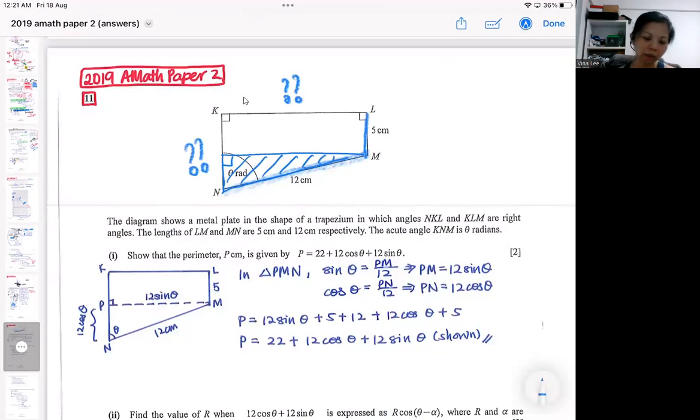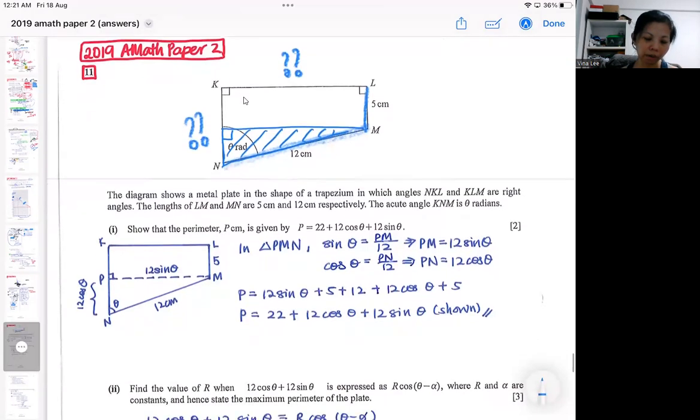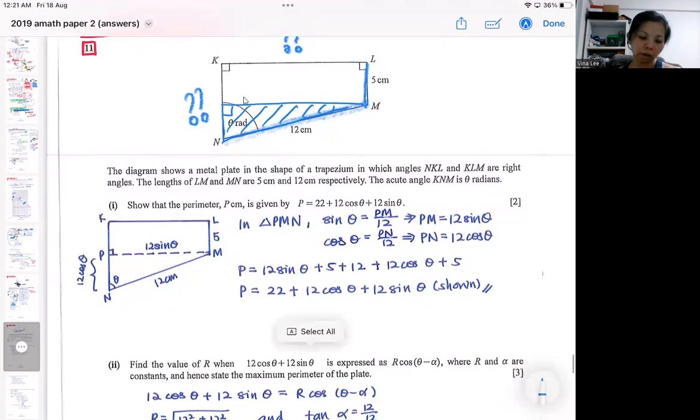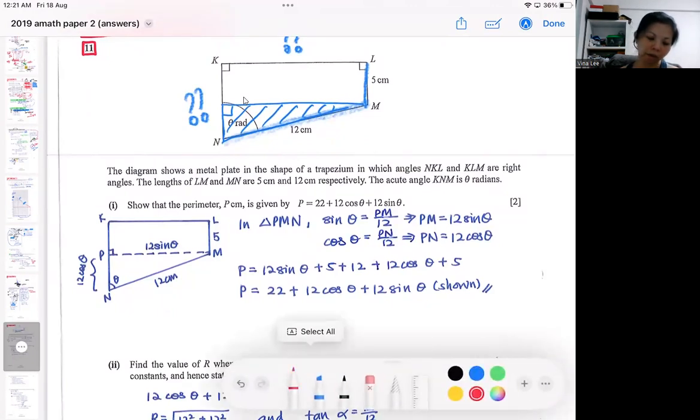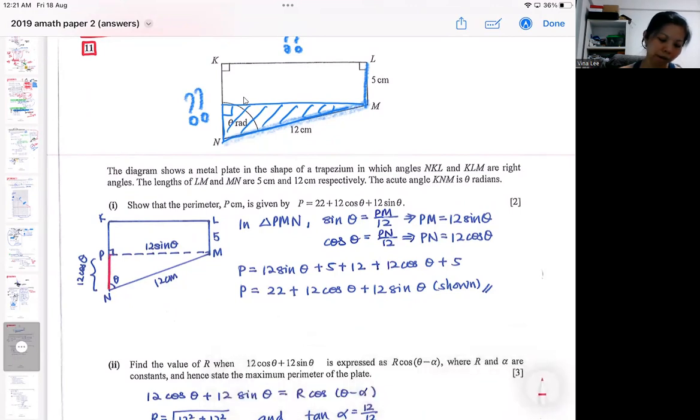Okay, to make things easier, I'm going to draw it out. I added in the dotted line, and after I added in the dotted line, I'm focusing on this triangle. I also added in a new point, P, so that it's easier for me to reference. This is the triangle that I'm focusing on.